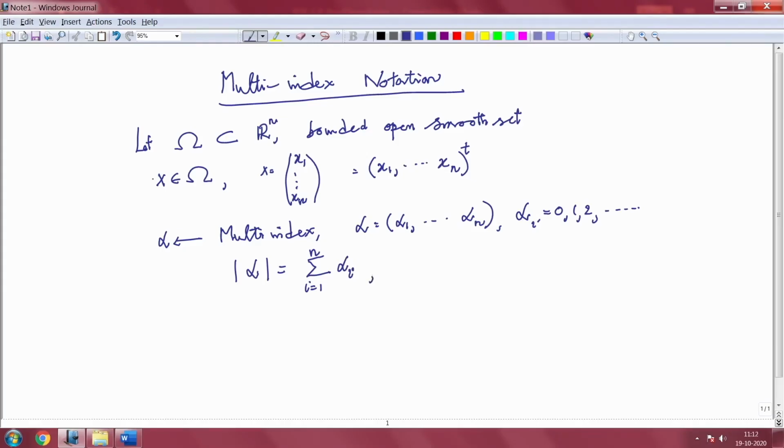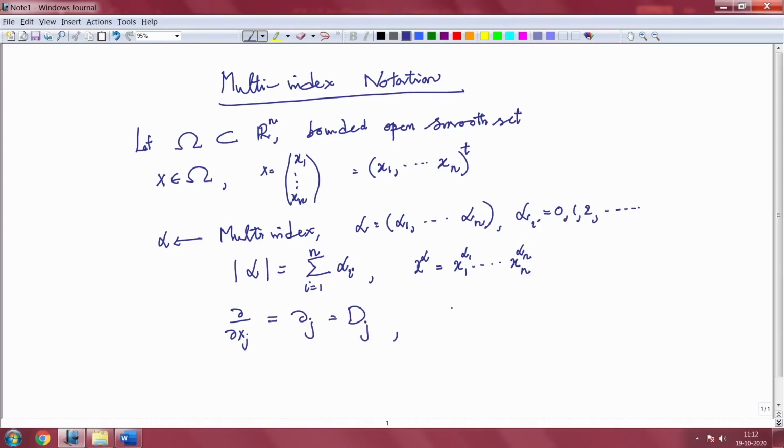If you have an x, you can define x power alpha as x1 power alpha 1 into etcetera xn power alpha n. You use this notation. You can also have your operator d by dxj. We use various notations; you use this notation sometimes. We also use the notation D_j, all of it will be the same for us.